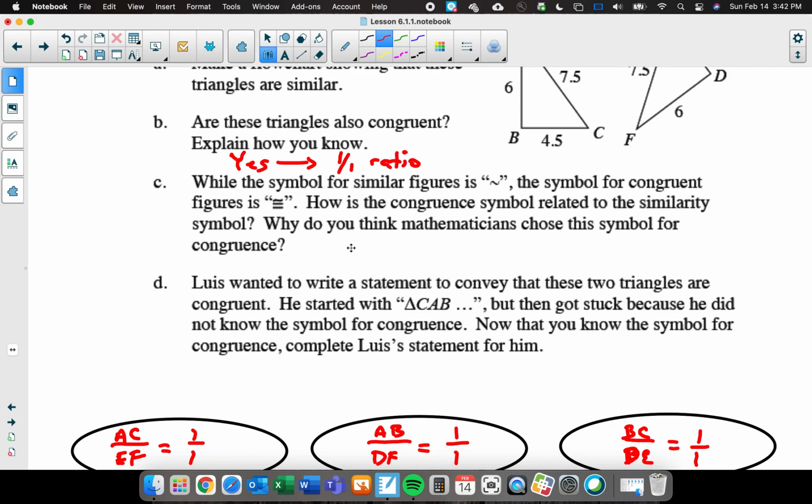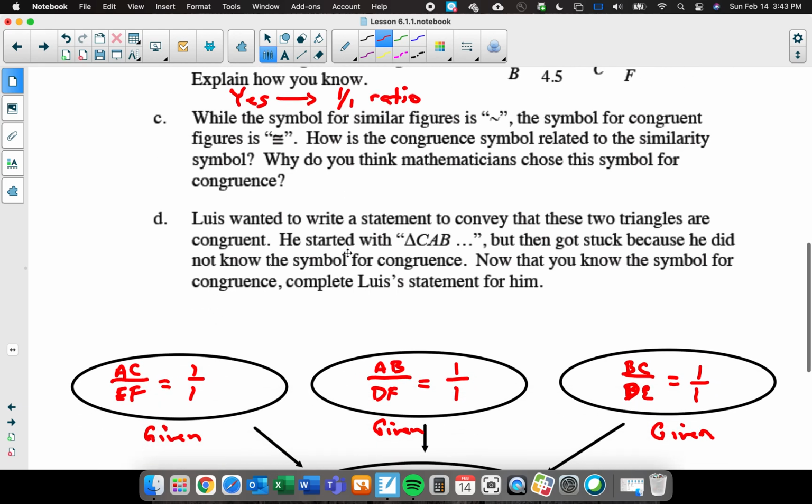So now if you take a look at part C, notice it says, while the symbol for similar figures is this one little squiggly, the symbol for congruence is that same thing with an equal sign underneath. So how is the congruent symbol related, and why do you think they chose that? Basically, congruent means similar with equal sides. Similar shape, but equal side lengths. There's that 1-to-1 ratio. That's where the congruent symbol comes from.